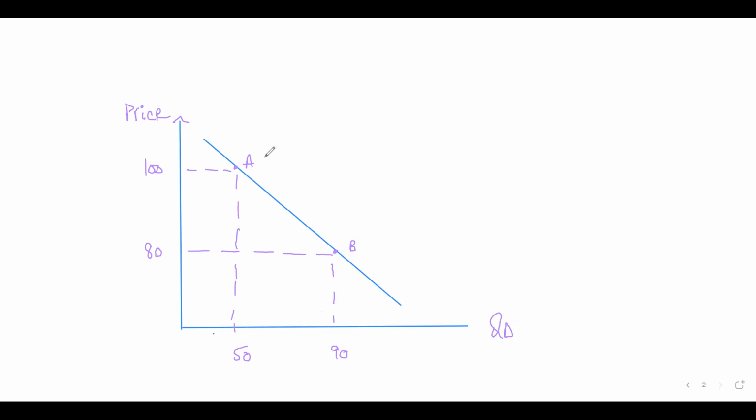I repeat, a consumer would only move from point A to point B when the per unit price decreases from 100 to 80. Only then will that consumer consume more, right? Now, what's the reason for that? The reason is that your marginal utility diminishes, right? Now, what is marginal utility?